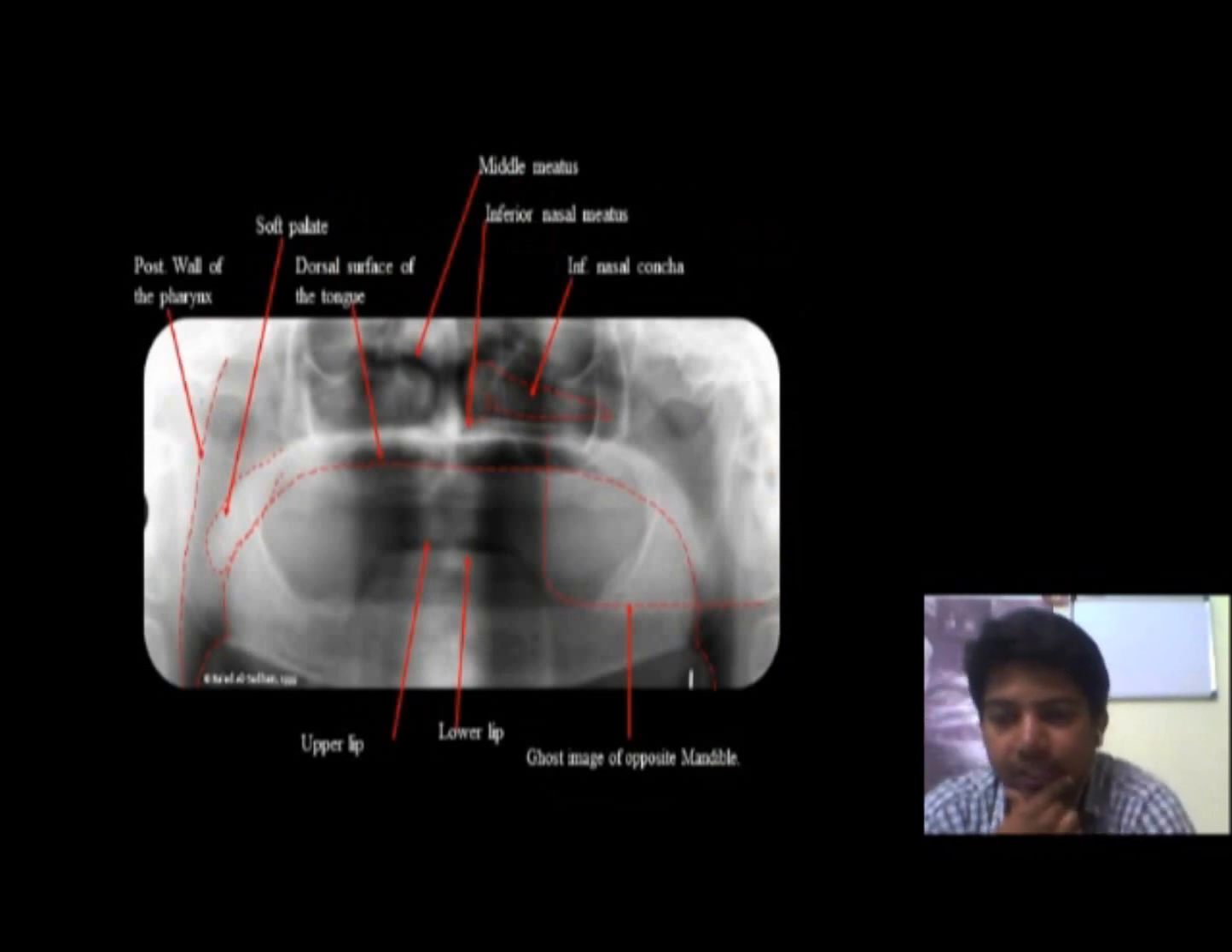These are the ghost image of the opposite side of the mandible, soft palate, tongue, shadow of the tongue, posterior wall of the pharynx, inferior nasal concha, inferior nasal meatus and middle meatus.